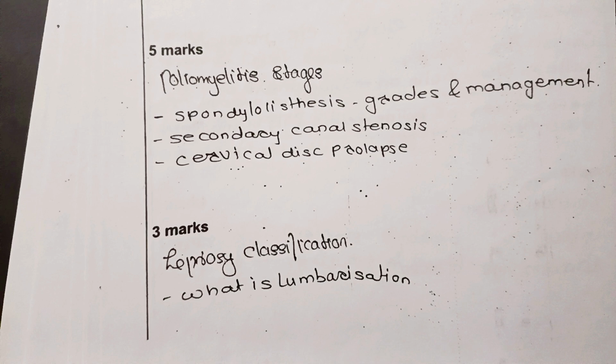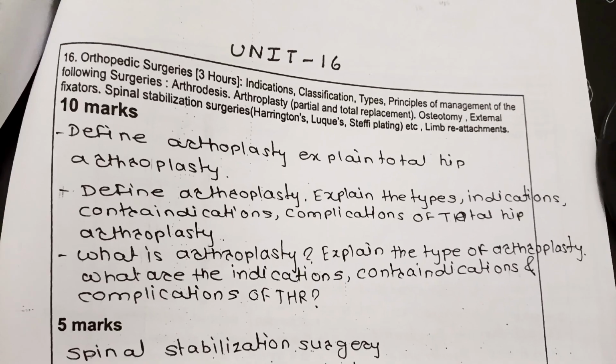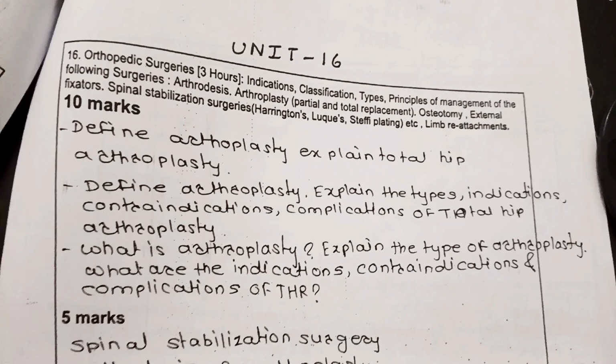The first one, leprosy and its classification. The second one, what is lumbarization? Now, moving on to the next chapter, that is define arthroplasty, explain total hip arthroplasty. The second one, define arthroplasty, explain the types, indications, contraindications, complications of total hip arthroplasty.